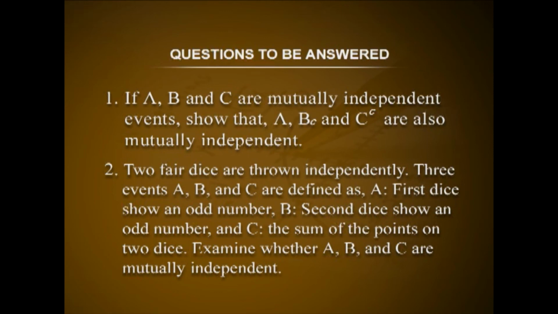Three events A, B and C are defined as: A, first die shows an odd number; B, second die shows an odd number; and C, the sum of the points on the two dice is odd. Examine whether A, B and C are mutually independent.